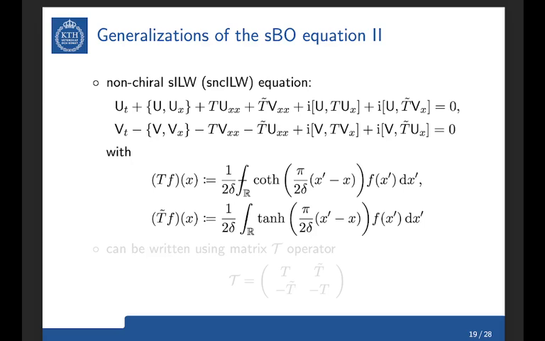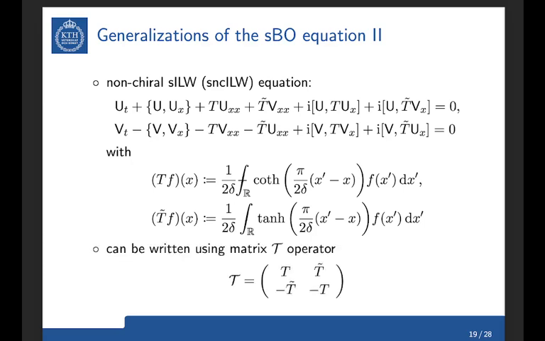So this is a two-component equation. It involves two matrix-valued functions u and v, and two integral operators T and T tilde. So T is as before. T tilde is an integral operator, but it's not, like T, a singular integral operator. It has a non-singular kernel.